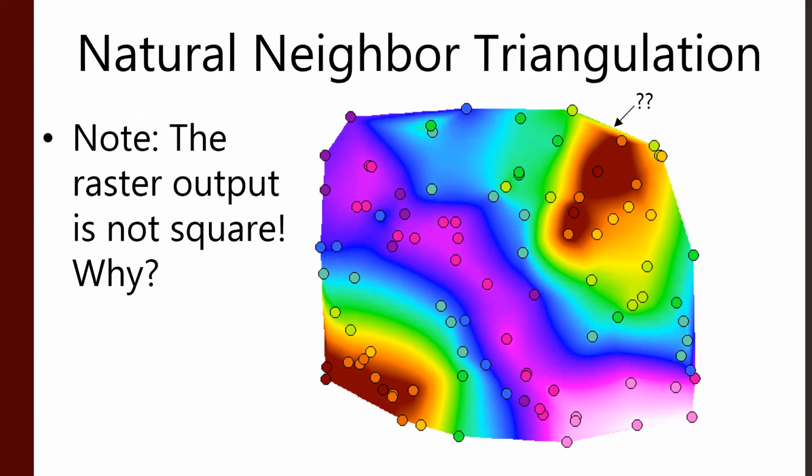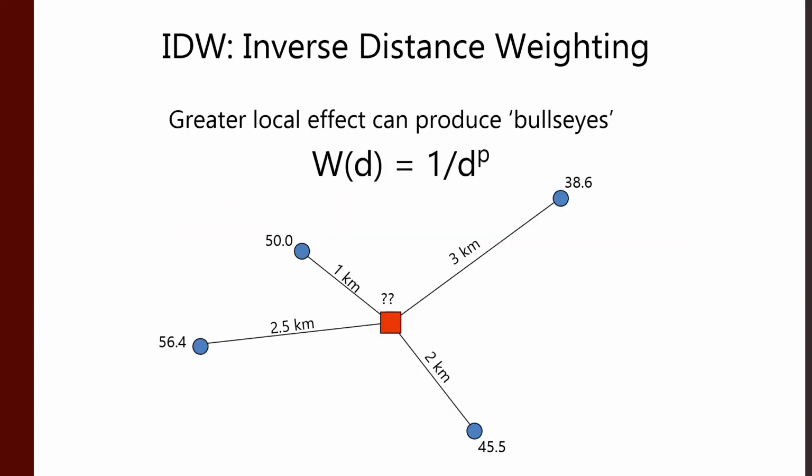Well, one of the reasons is because there's no data out there. We are triangulating, we're using real data, so we can't make any guesses beyond where our triangles can be run, where our triangles can be made. So if it's all triangles, we're going to end up with a lopsided output.